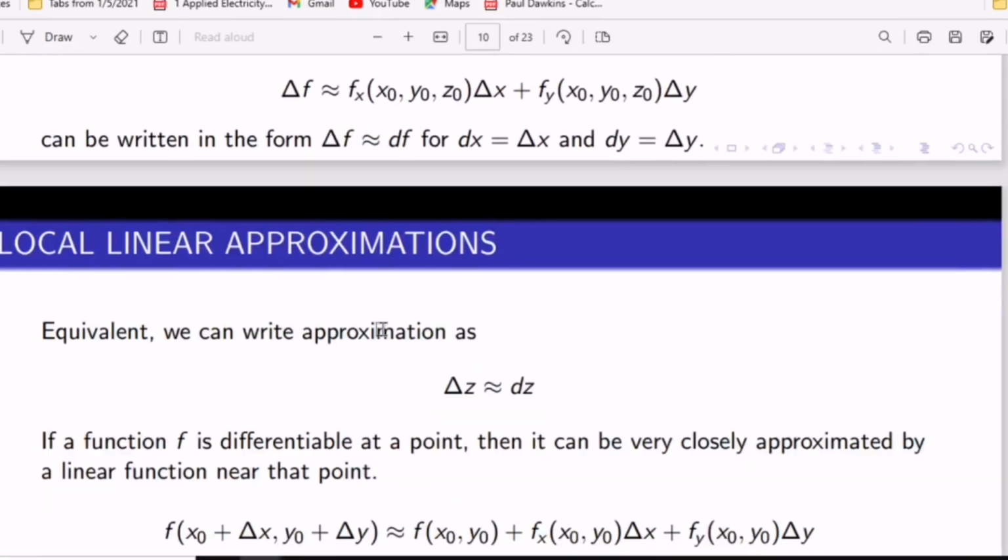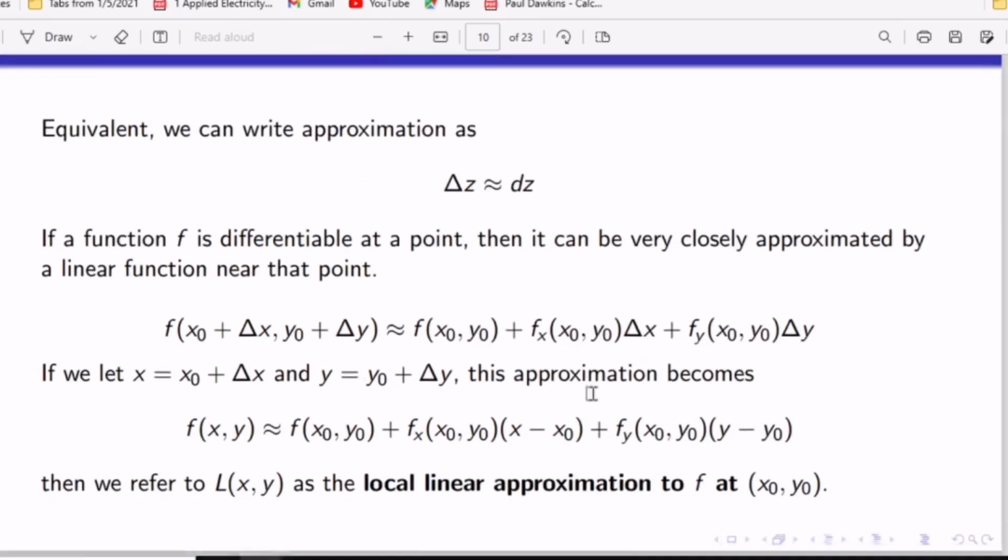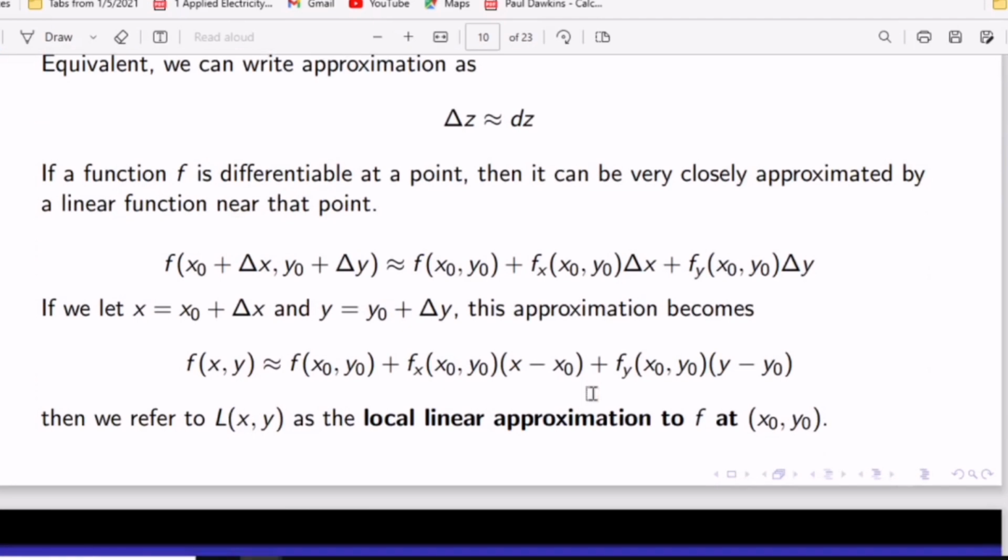Yes. So let's go to the local linear approximation. In local linear approximation, let's go to the slide. Equivalently, we can write the approximation as the change in z is approximately equal to what? The dz. If a function f is differentiable at a point, then it can be very closely approximated by a linear function near that point. So in this case, we are proving to find a formula which we can use to find the linear approximation, right? So now what you must know is that for the function z, this is the change in f, the one that we did before.